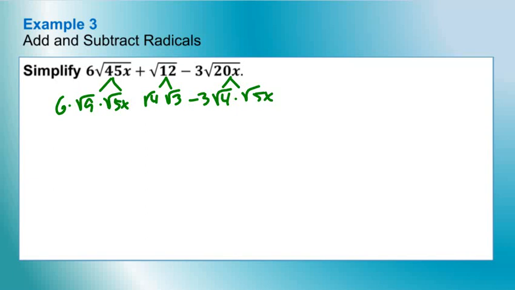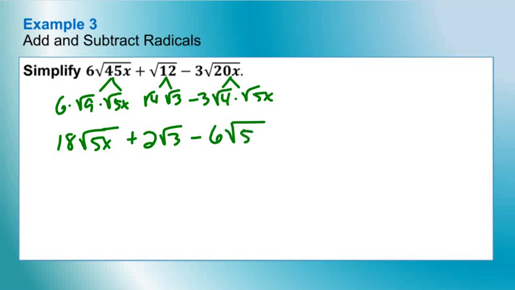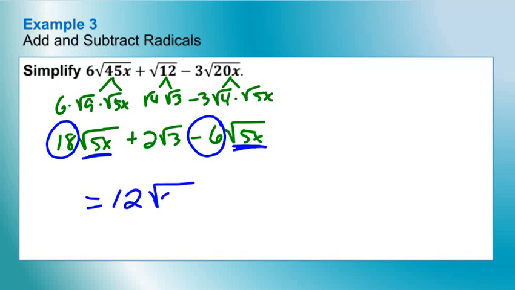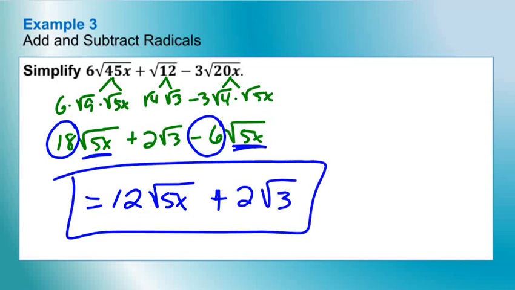When I simplify this, 3 times 6 is 18, square root of 5x, plus 2 square root of 3, minus 3 times 2 is 6, square root of 5x. Now, like radicands, I see two of them, the square root of 5x, so I can take the 18 and subtract the 6, and I get 12 square root of 5x plus 2 square root of 3. And this would be my answer.